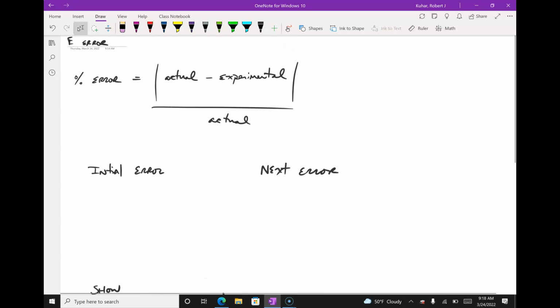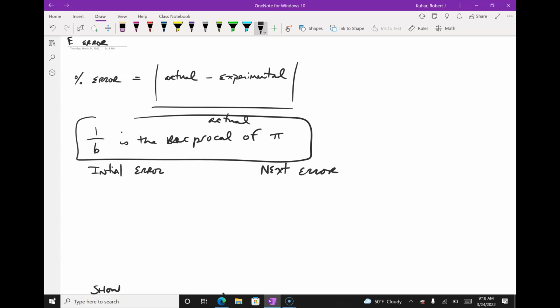What's the actual problem having you calculate is the reciprocal of pi, right? So I forget what it is. It's either b equals 1 over pi or, right? I think it's not that. I think it's 1 over b. So meaning now I know what I should actually get.